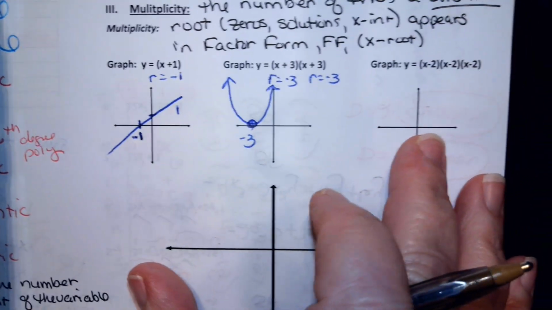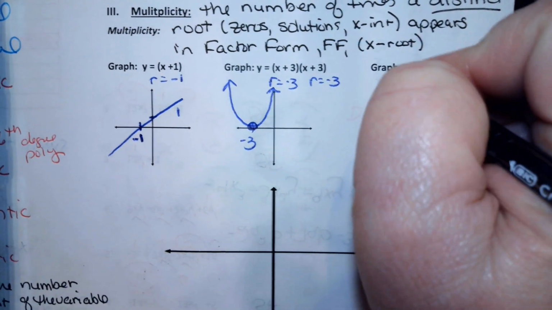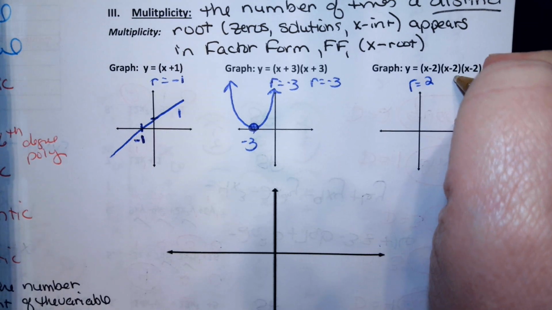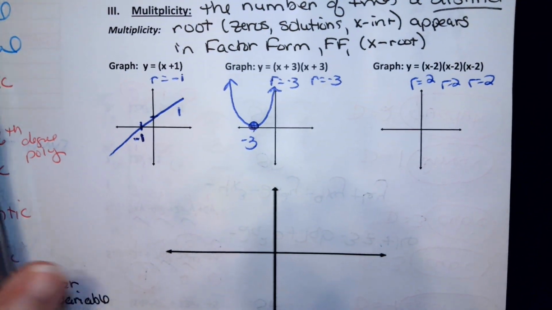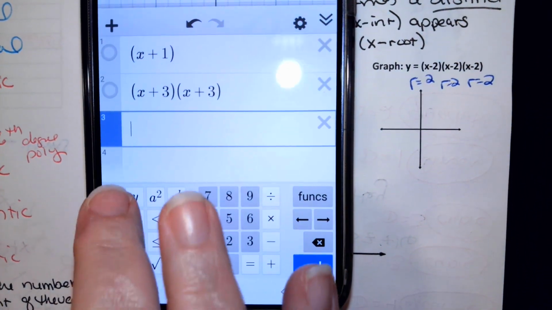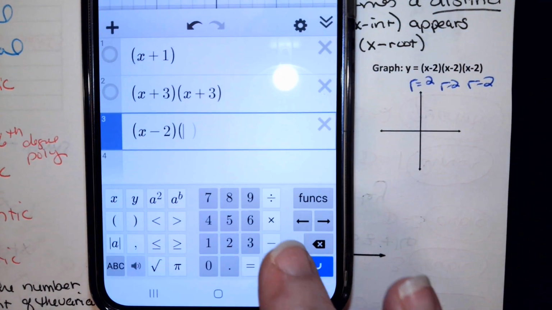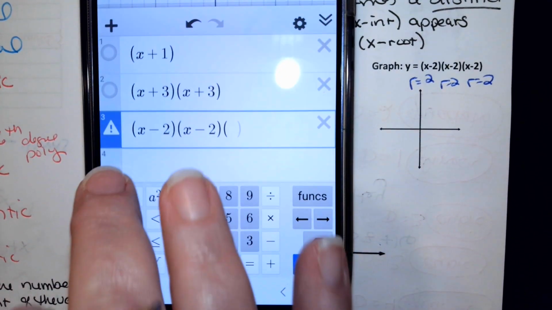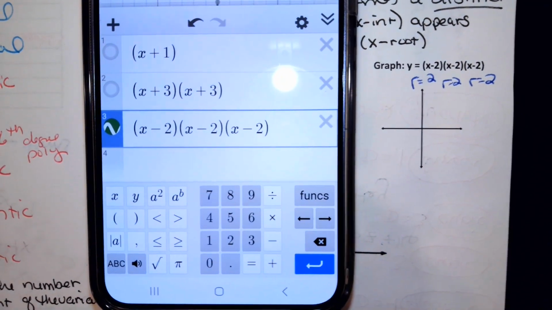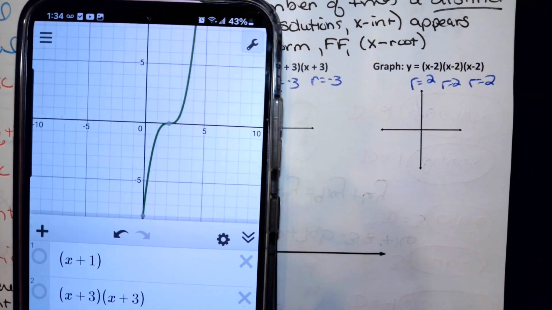All right. Then looking right here, we've got x minus 2 times x minus 2 times x minus 2. Your root here would be 2. Your root for this x minus r would also be 2. Notice we're in factored form, and your root for this one right here would be 2. Let's look and see what that graph would look like. x minus 2 times x minus 2 times x minus 2. All right, so we've got it three times, and we notice that's our squiggly.